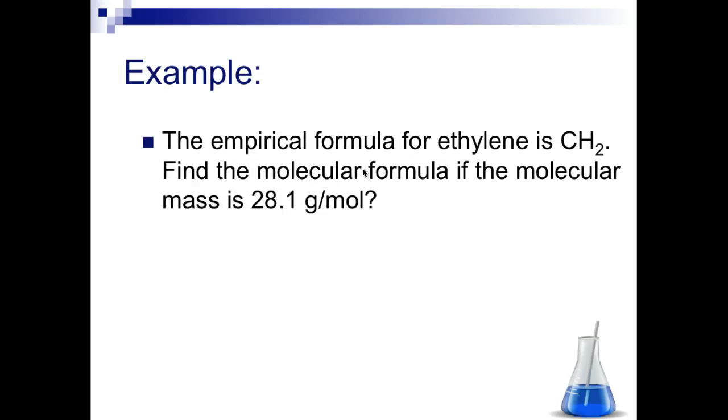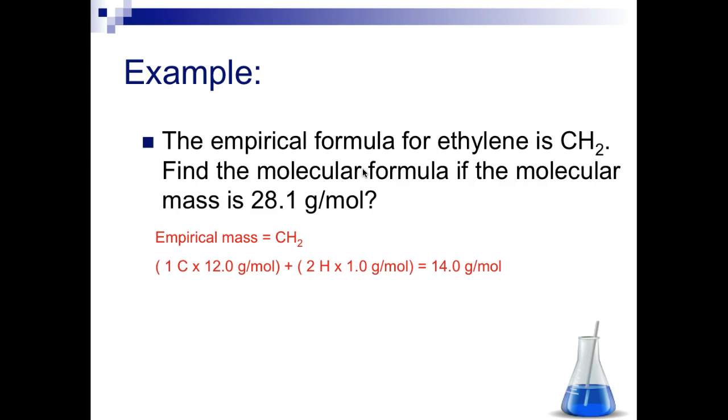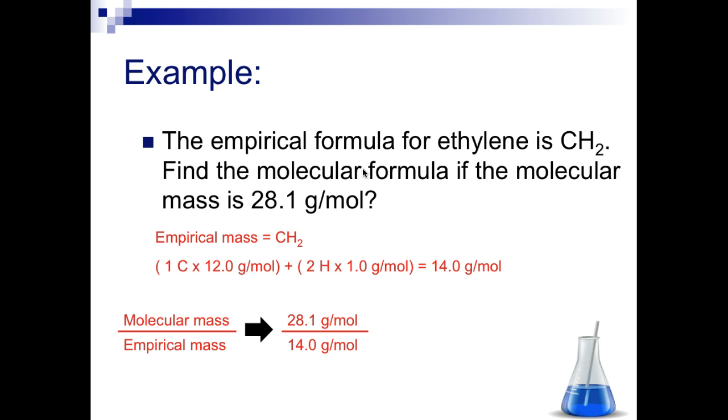So let's look at an example. The empirical formula of ethylene is CH2. Find the molecular formula if the molecular mass is 28.1 grams per mole. So we need to calculate the empirical mass of CH2 first. We set it up: 1 C times 12 plus 2 H's times 1. That gives us 14. And we plug into our formula, the molecular mass divided by the empirical mass. So we're going to take 28.1 grams divided by 14, and that gives us 2. That means that we need to multiply our empirical formula by 2, which means that our molecular formula would be C2H4.